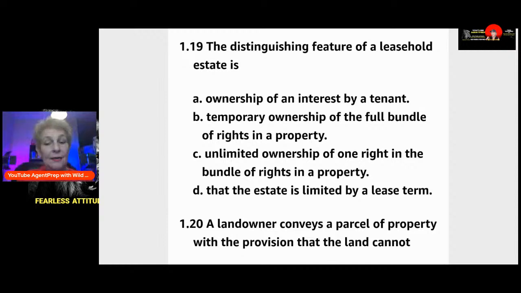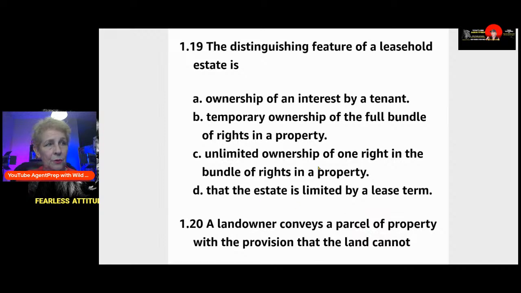It is not C and it is not A. The answer is actually D, that the estate is limited by a lease term. So a leasehold estate is usually a lease by a tenant. For A, ownership of an interest by a tenant, they don't own an interest. They're leasing it. They have the right to possess and enjoy. However, they do not have ownership. So that's where A is incorrect.